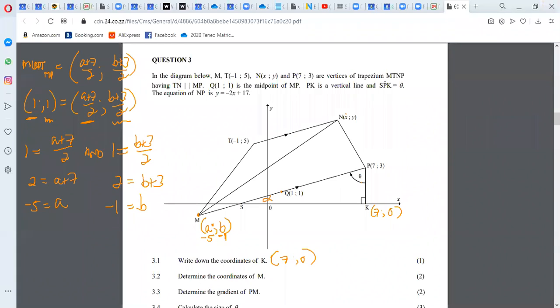Okay, then they say determine the gradients of PM. PM is this line. Well, that's nice and easy because remember what I said right at the beginning, you have 2 points, so you could find the gradient, okay? So the gradient of PM would be 3 minus 1 over 7 minus 1. So 2 over 6, which is 1 over 3. Right, so that was pretty straightforward.